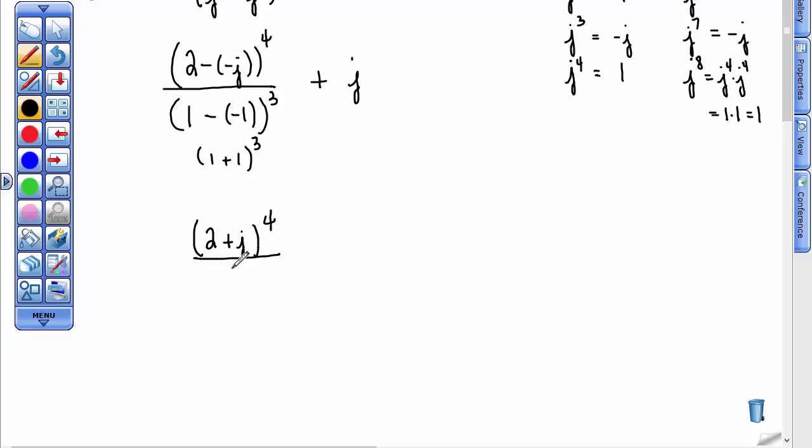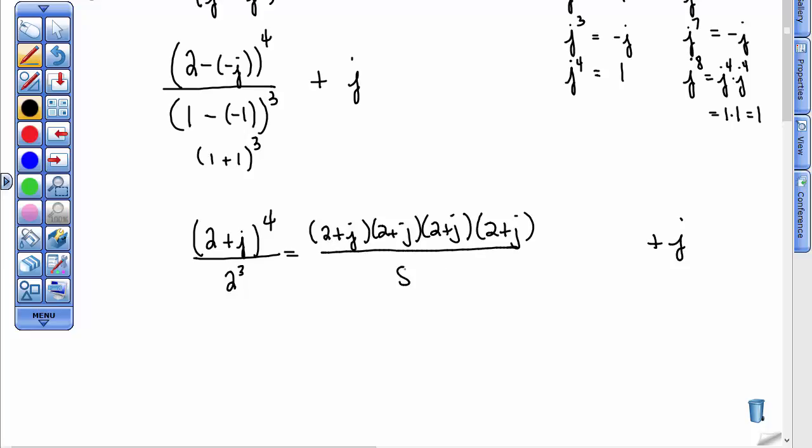Don't forget, downstairs, I have 2 to the third, which is 8. I'll put plus j way over here. 2 plus j to the fourth power, I'm going to write it out as 2 plus j times 2 plus j times 2 plus j times 2 plus j. There's 2 plus j to the fourth. I'll try to write that plus j way off to the end.